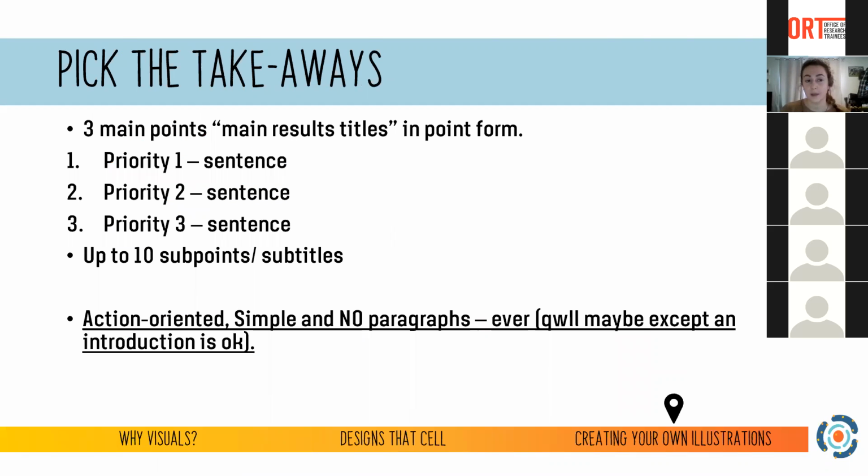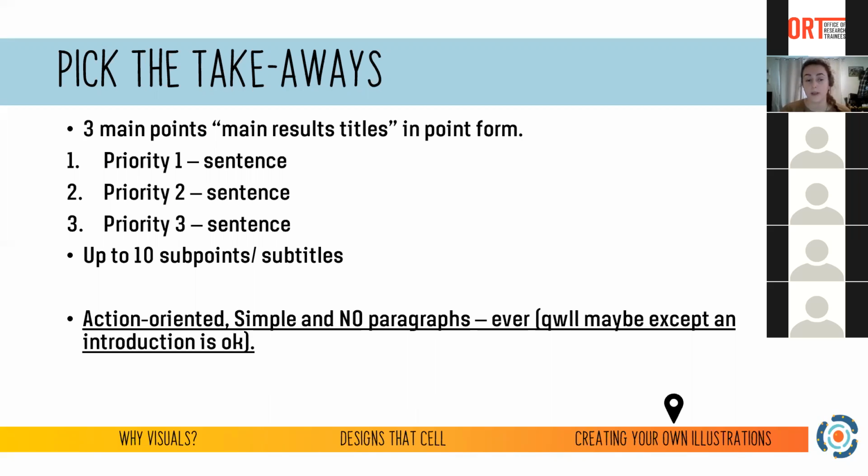And so the next step is picking your main takeaways. I always like to talk to researchers and scientists by explaining this as being your main results title. Even if it's a figure for a review that you really want to be communicating, you shouldn't have more than, I would say, 3 main points that you're trying to communicate, whether it's an abstract that you're putting together, or something for review or an infographic.